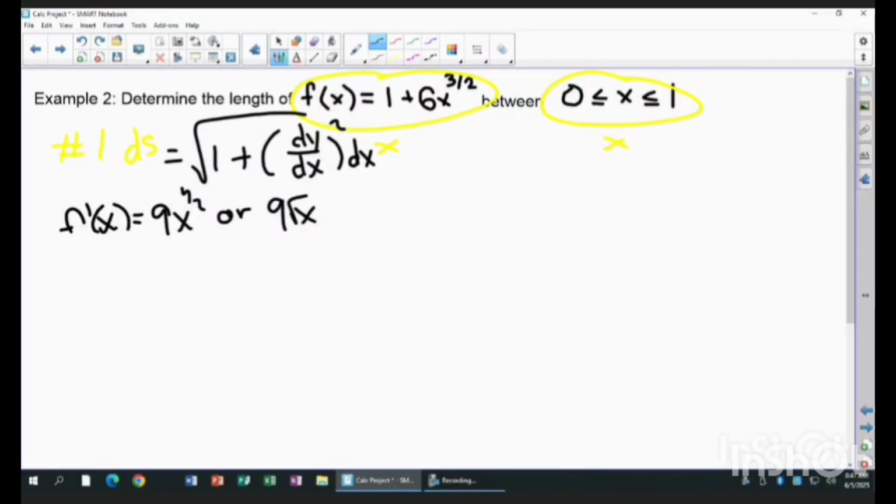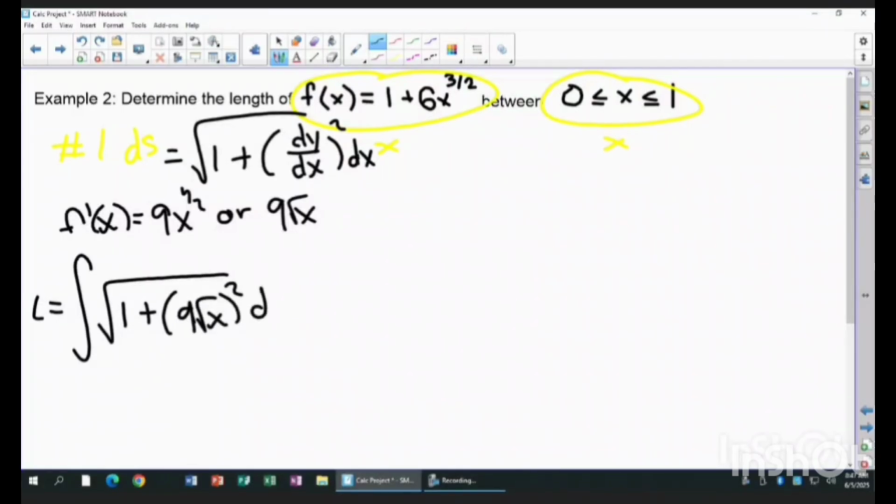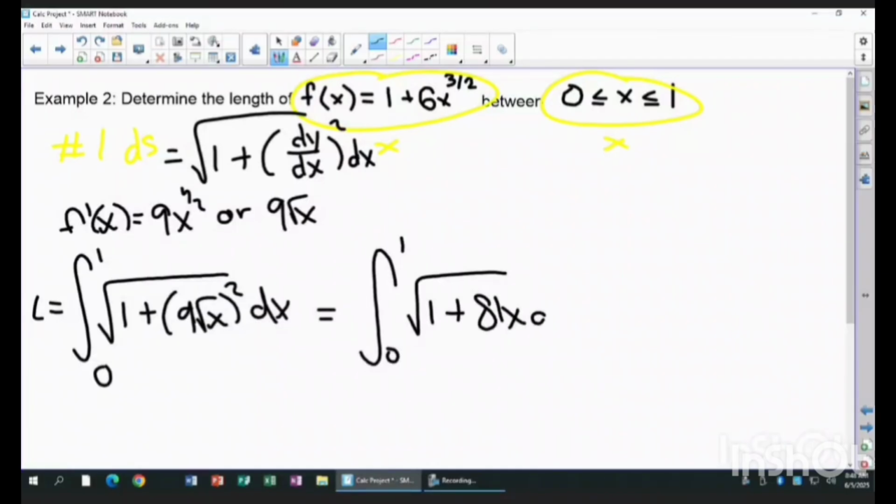I'm going to simply put this into my integral. Again, you can plug it in and solve the root, but you can also just start off immediately doing this: 9x squared dx, and our interval is 0 to 1. Once we simplify, the integral from 0 to 1 of the square root of 1 plus 81x. And here's where the use of u-substitution comes in.